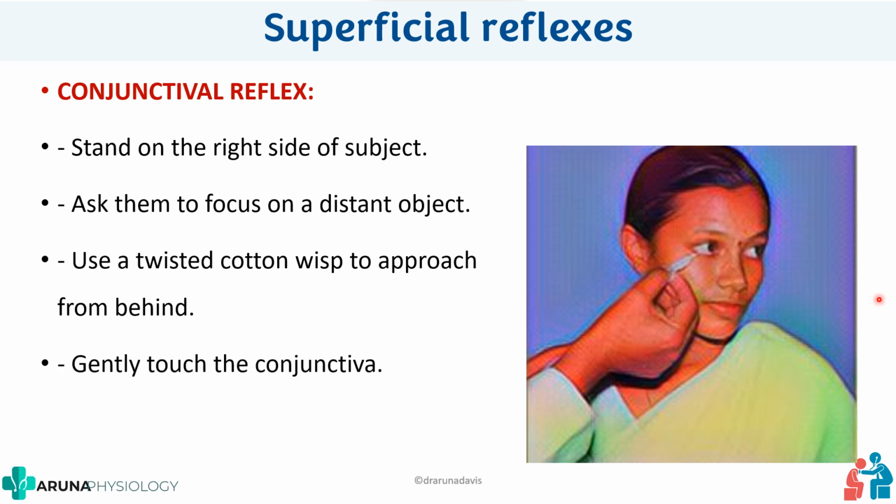What will happen? Obviously there is going to be bilateral closure of the eye; the patient is going to close both the eyes. So the points to remember are that you have to stand on the right side, the subject should look at a distant object, and you bring the wisp of cotton from behind or from the side and touch the conjunctiva. Clear? Then you will get bilateral eye closure, that is the effect.